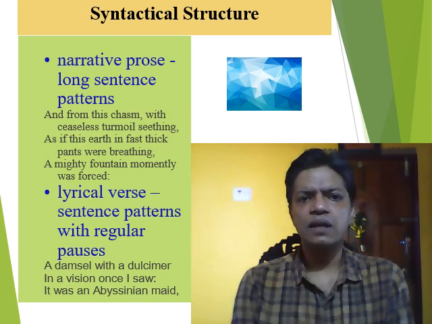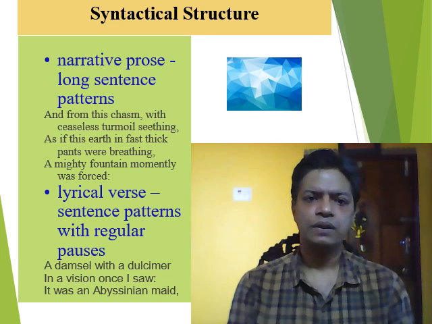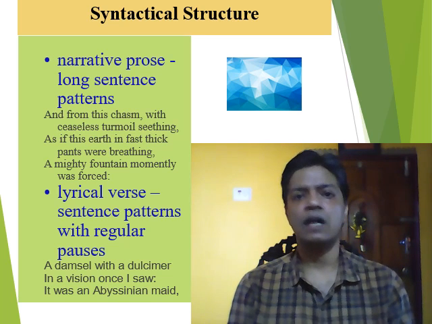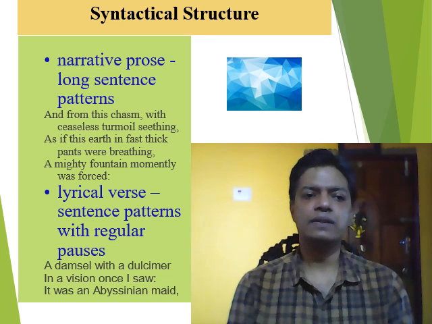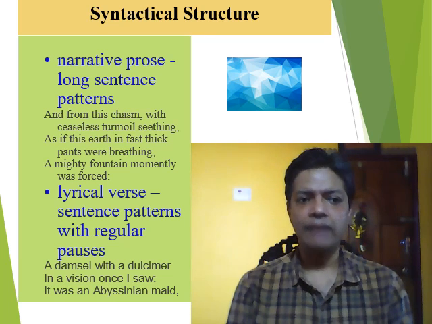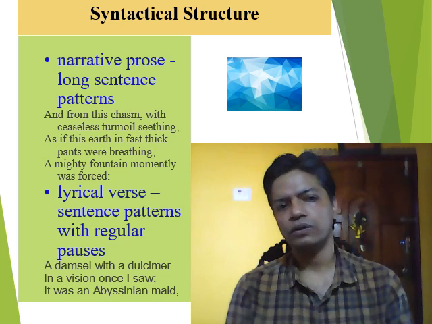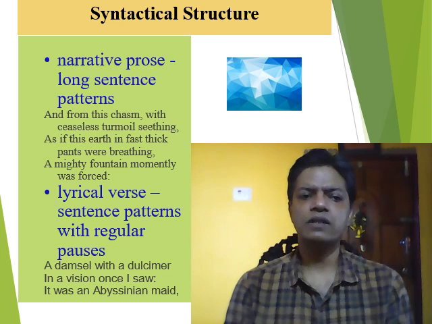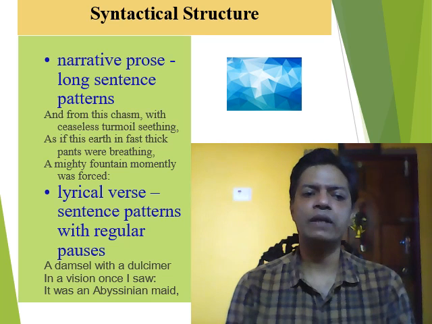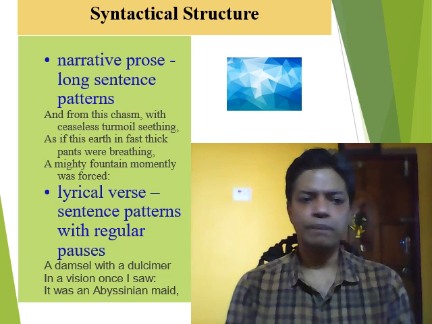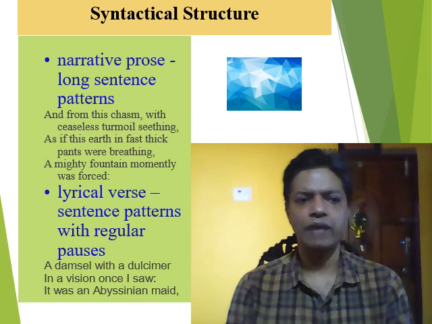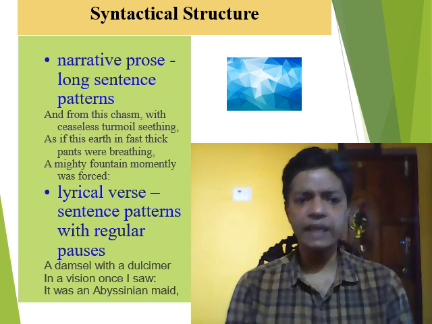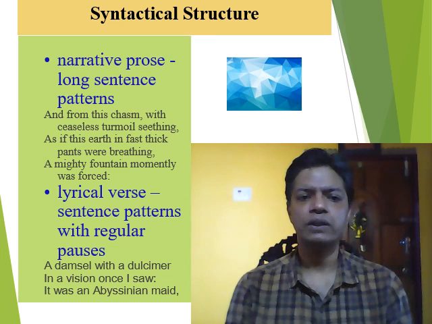Now let us deal with the syntactical structure of the poem. Lines 1 to 36, the narrative of the poem, beginning "In Xanadu did Kubla Khan a stately pleasure dome decree." There is the pattern of long sentences, and the narrative prose structure is maintained throughout. And from this chasm with ceaseless turmoil seething, as if this earth in fast thick pants were breathing, a mighty fountain momently was forced. So in this complex compounding of sentences, long sentence patterns, we have a unique narrative descriptive sketch used by Coleridge.